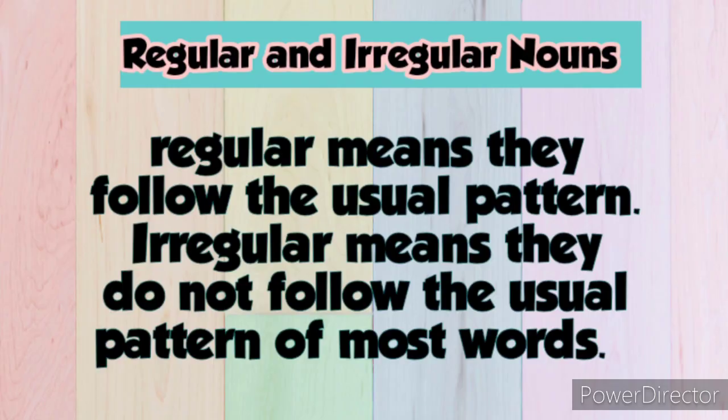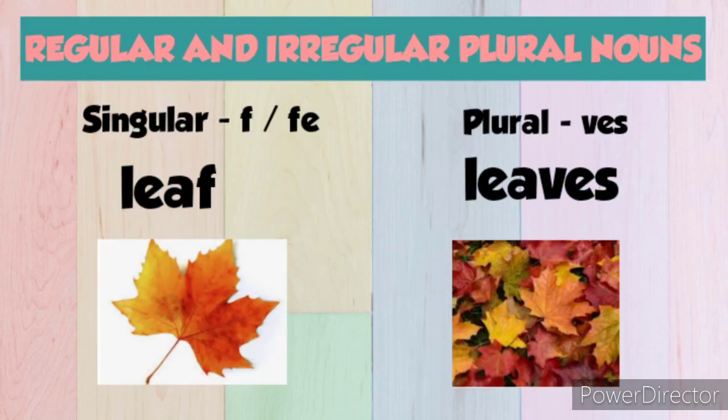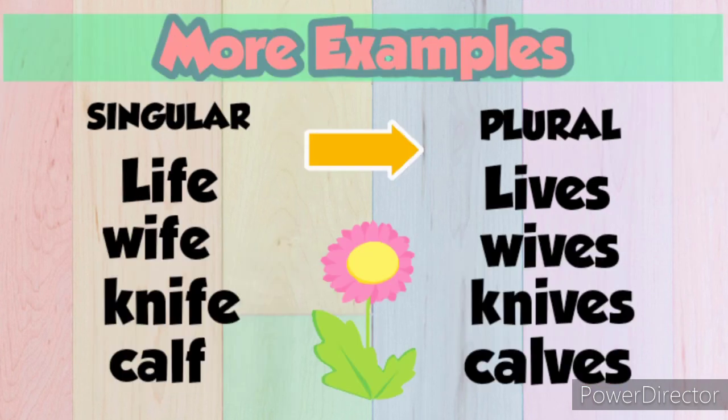Regular means they follow the usual pattern, while irregular means they do not follow the usual pattern of most words. For example, nouns ending in the letter F or FE should change to the letters VES. Live, lives. More examples.